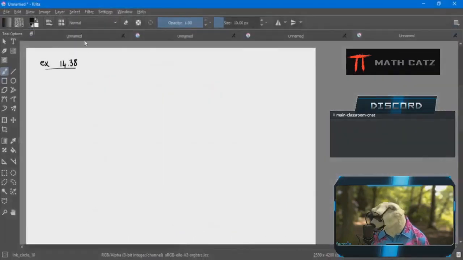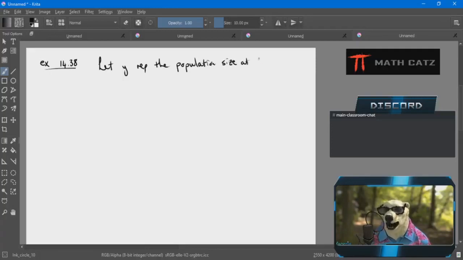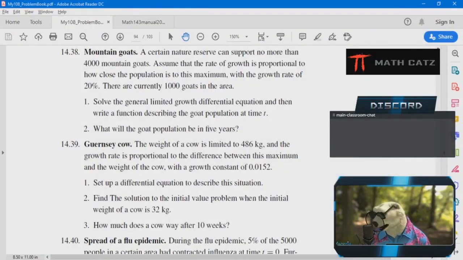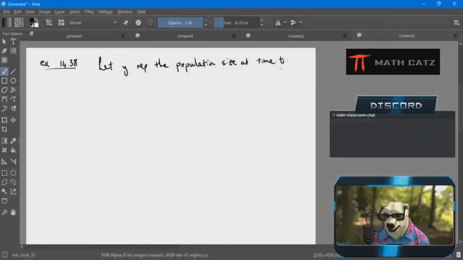So what is the difference? First of all, let's call y the population size, the number of goats, population size at time t, and t in this case is going to be in years. It is important to take note, what is my unit for time especially? My unit for the function variable is obvious, number of goats.